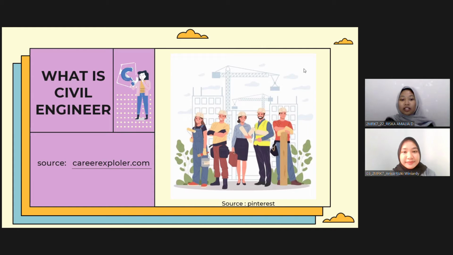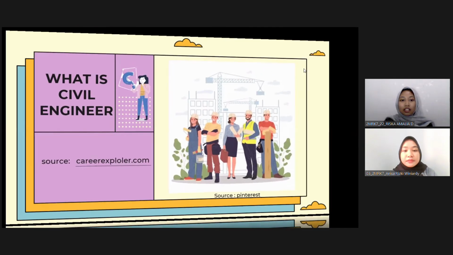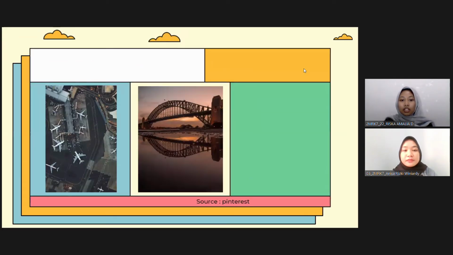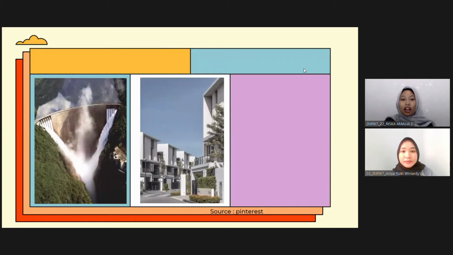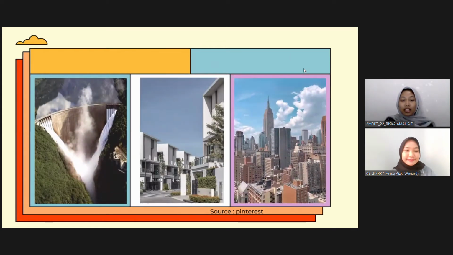Well, now it's time to talk about a statement: civil engineering is everywhere. As we explained before, a civil engineer has an amount of outcome such as airports, bridges, roads, dams, houses, buildings, and so on. From the statement, we may conclude that civil engineering is everywhere. Those results can make it easier to do a lot of daily activities.